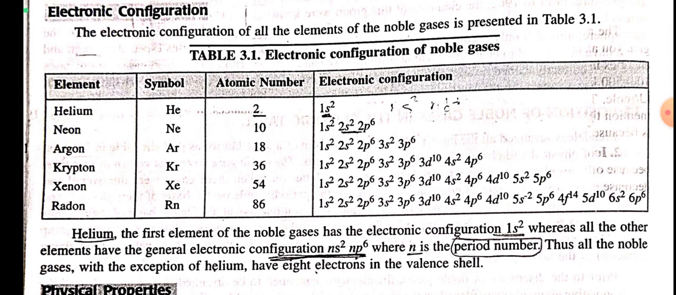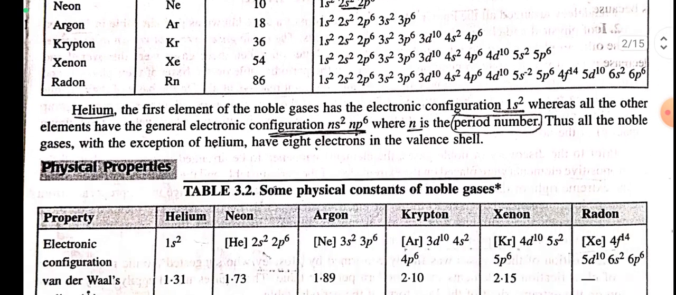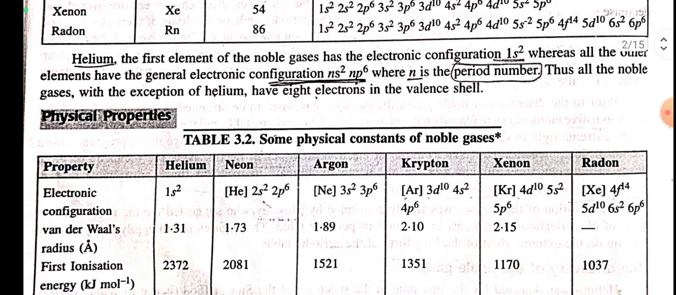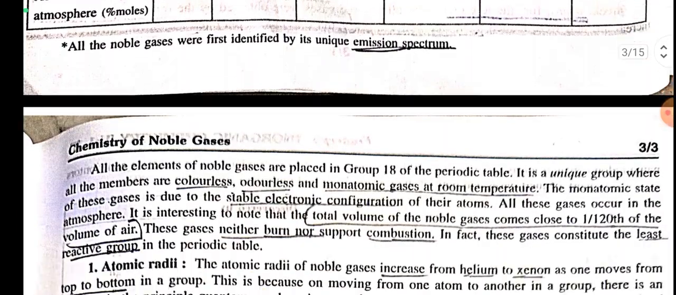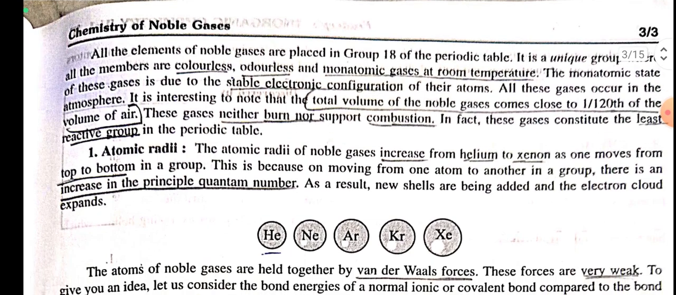Electronic configuration. The electronic configuration of the noble gases: helium, the first element of the noble gases, has an electronic configuration 1s2, whereas all the other elements have a general electronic configuration ns2 np6, where n is the period number. Thus, all the noble gases with the exception of helium have 8 electrons in their valence shell. All the elements of noble gases are placed in group 18 of the periodic table.